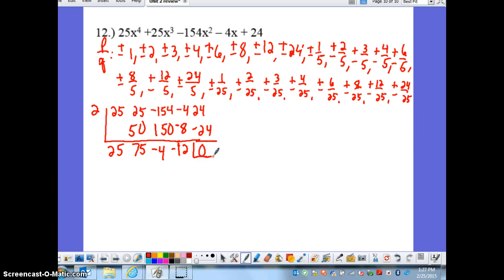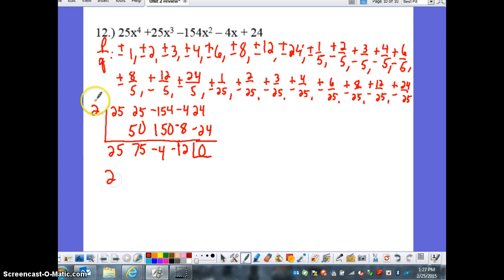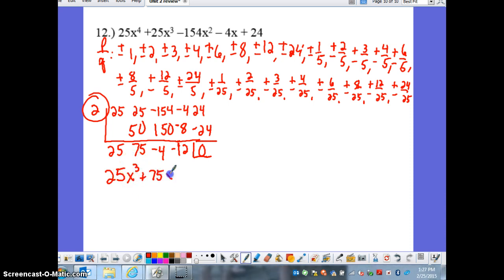So that did go through and come out as 0, so I know that 2 here is one of my answers, one of my 4 answers. Remember, this is an x to the 4th degree of 4. And so now I rewrite this as an x to the 3rd, so 25x to the 3rd plus 75x squared minus 4x minus 12, set that equal to 0. This is going to factor by grouping. I'm going to group the first 2, and make this a plus, tuck that negative in, group the second 2.